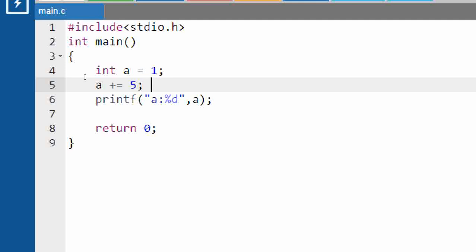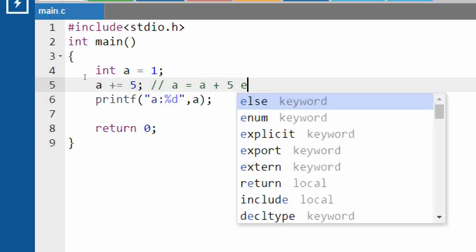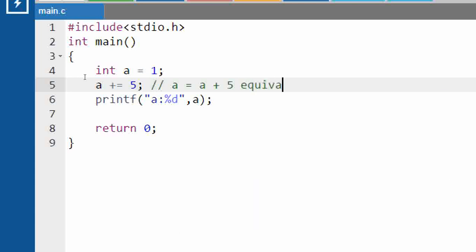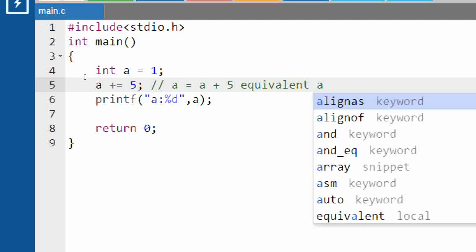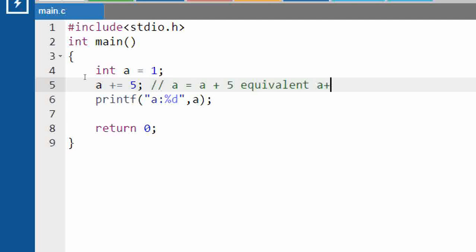A plus equals to 5. So this means, in a comment you can write A is equals to A plus 5 is equivalent to A plus equals to 5. Comments will be ignored. Remember, that is a multiple line comment, and this is a single line comment.